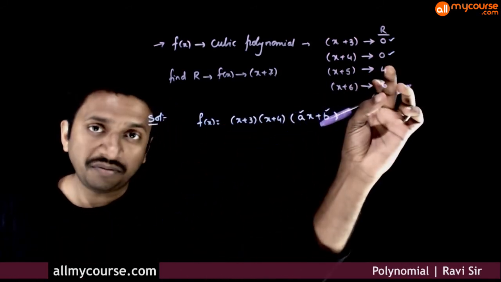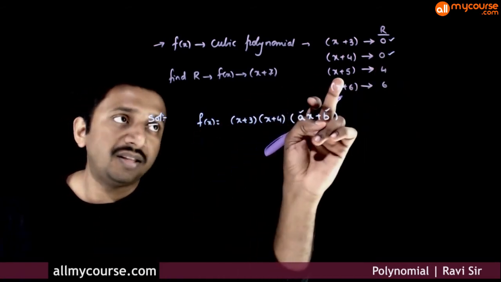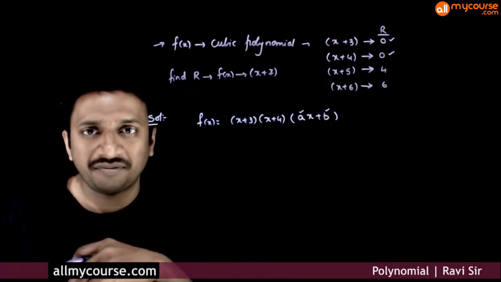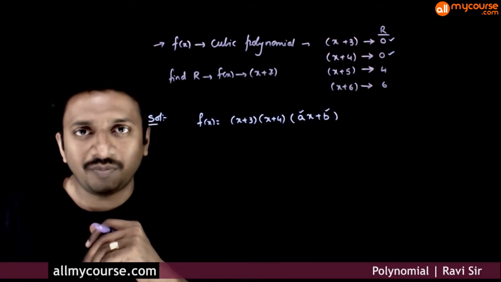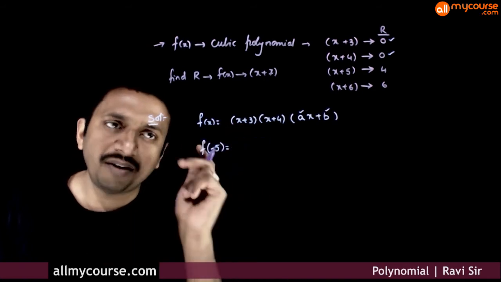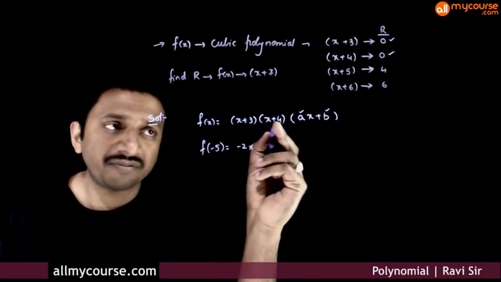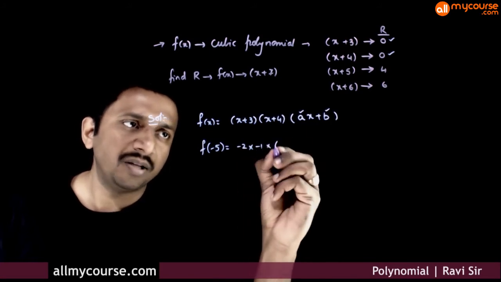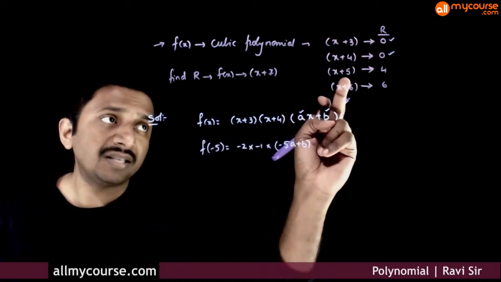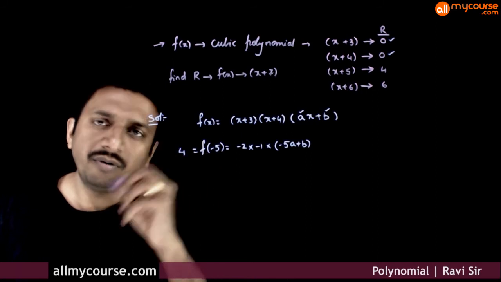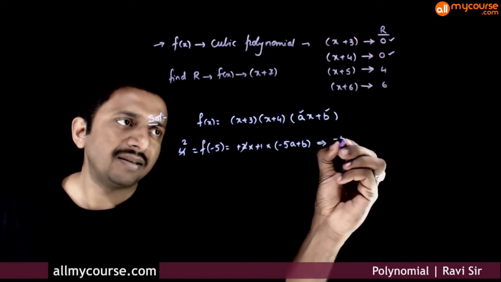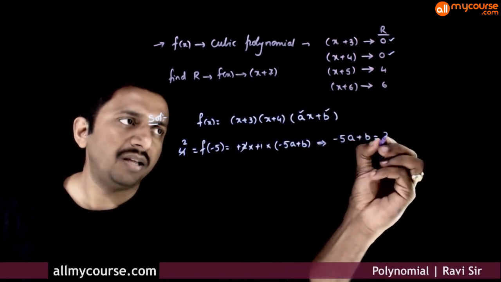So two pieces of information are left now. First, x plus 5: the remainder when f of x is divided by x plus 5 is nothing but f of minus 5. So let us put x equal to minus 5. f of minus 5 is equal to minus 5 plus 3, which is minus 2, times minus 5 plus 4, which is minus 1, times minus 5a plus b. And f of minus 5 is given as 4. So this is equal to 4. Minus into minus gets cancelled, and the 2 cancels 2 times. This implies minus 5a plus b is equal to 2.